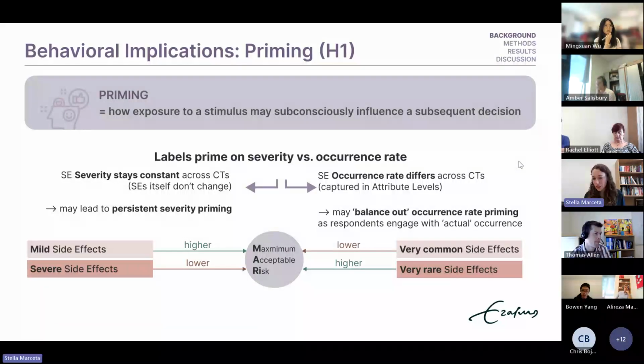What I visualize below is a bit for the DCE people, but there's a measure in DCEs called the maximum acceptable risk, and basically that captures how risk-taking people are and how much of an increase in risk of side effects they are willing to accept for an increase in effectiveness. You would expect that if this priming occurs, people would be more risk-taking for mild side effects and less risk-taking for severe side effects compared to the very common and very rare side effects. So you would see a priming that accelerates the preferences in both directions.